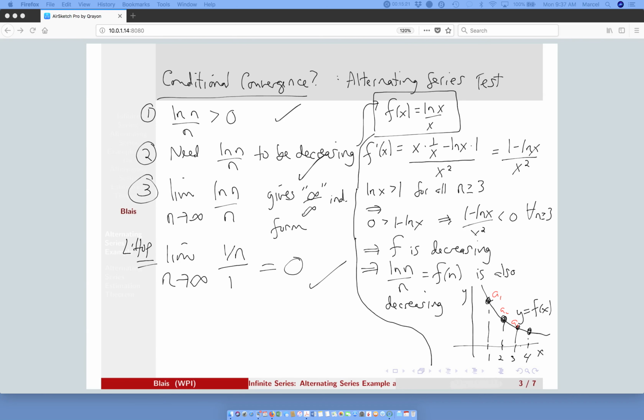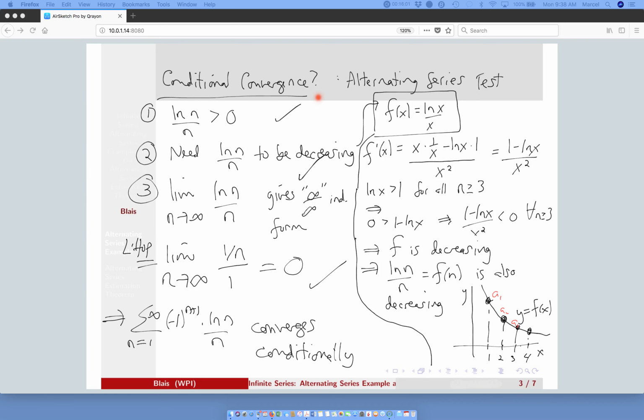So the three criteria for the alternating series test are satisfied. And this tells us that our original series, the sum of -1 to the n plus 1 times natural log n over n, converges conditionally. Which again is a weird type of convergence. Remember, we stated a theorem that said if your series converges conditionally, then you can actually find an arrangement to get it to converge to whatever value you want.